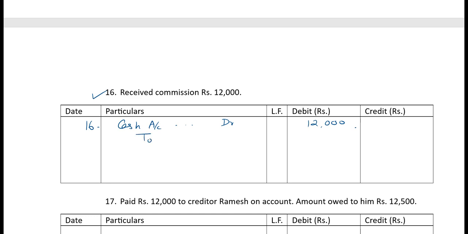The name of the income is commission. There is an increase in revenue account. Increase in revenue is credited. So I credit commission account with 12,000 rupees for commission received.